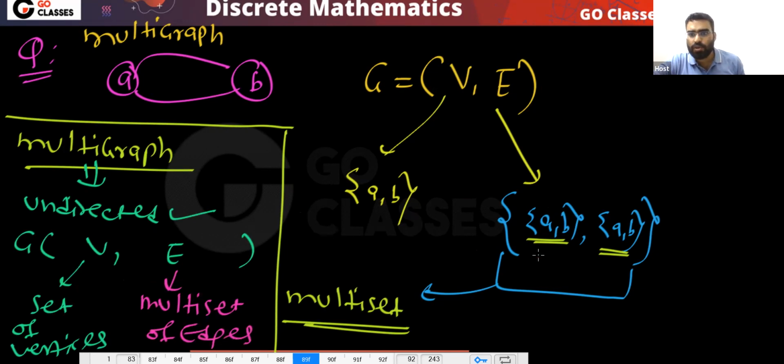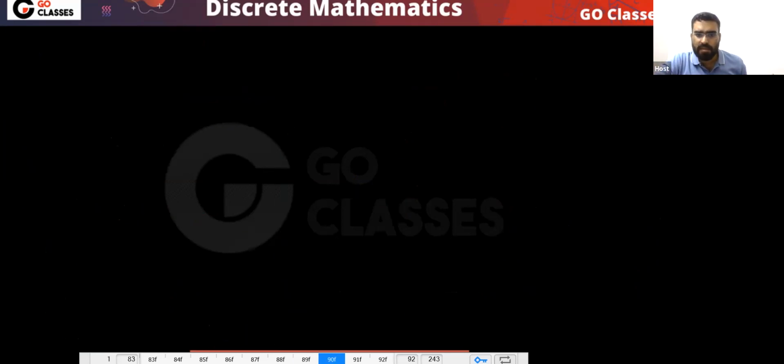For example, here two edges are the same. So this is not a set, this is a multi-set. Is this clear?